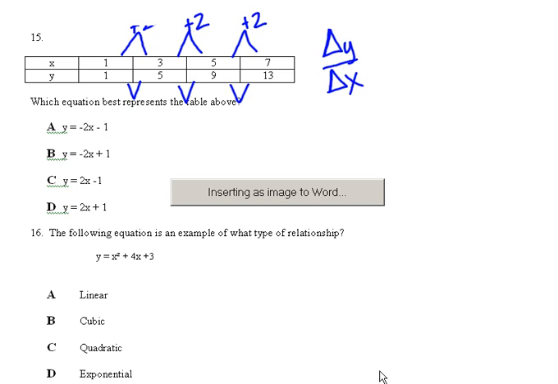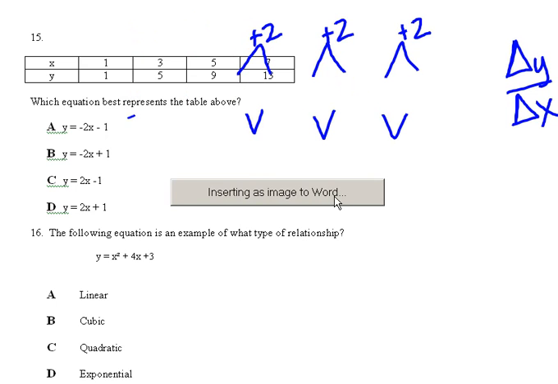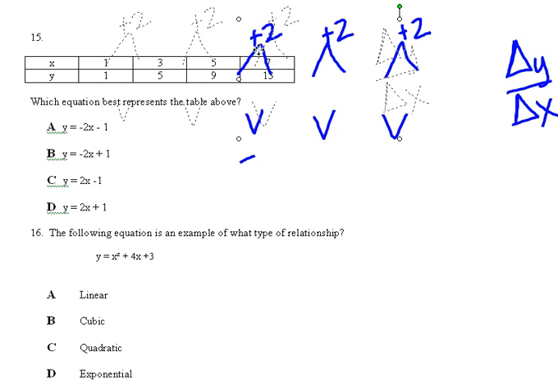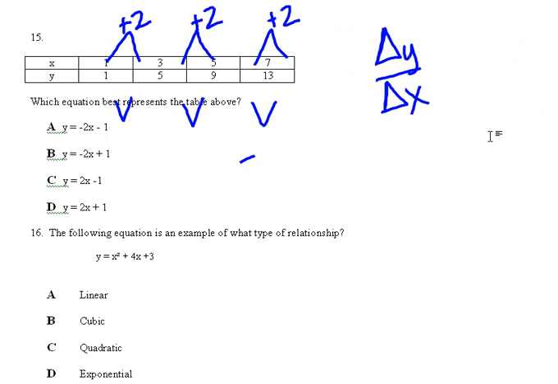And that is, the difference here is 4. So what we want to see is this. So the change in y over the change in x is 2. So it's one of these, C or D. Our change in y and x, or our slope, is not negative. So now we need to look at the y-intercept.